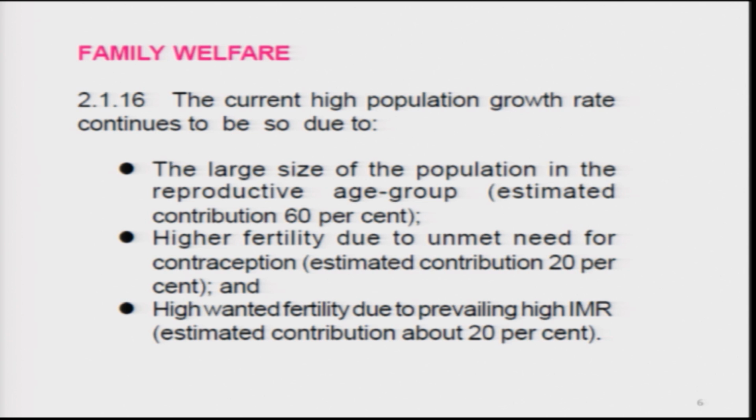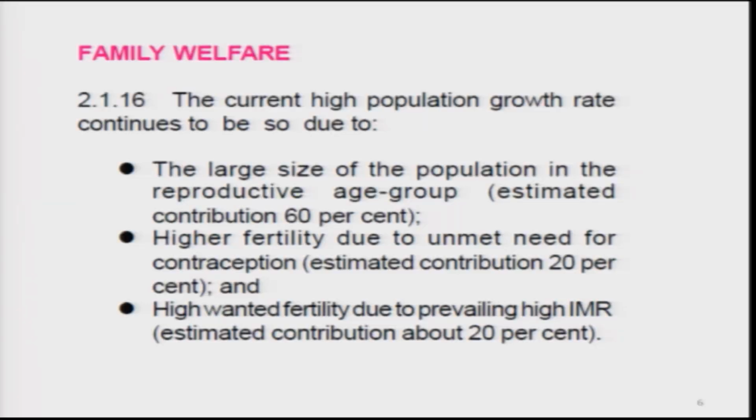Now, regarding family welfare, let us look at the following bullets. The large size of the population in the reproductive age group, estimated contribution 60%. This is the quotation from the 10th plan that I am referring to. Higher fertility due to unmet need for contraception, estimated contribution is 20%. This is exactly the language the 10th 5-year plan uses. High wanted fertility due to prevailing high infant mortality rate, estimated contribution about 20%.